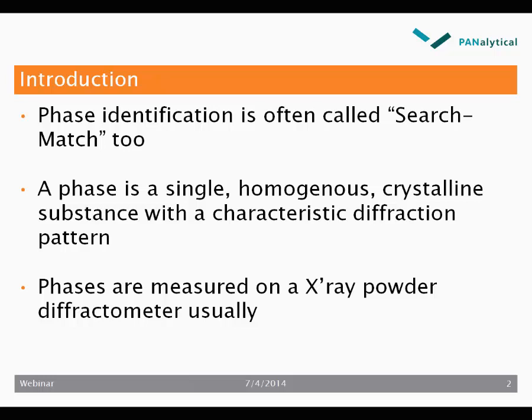This webinar is about qualitative phase identification with the Highscore software. Knowing the phases in your sample is usually the first step of an analysis. Often this process is called search match, as searching and matching are the most important steps during phase identification. A phase here means a single, homogeneous, crystalline substance with a characteristic diffraction pattern, usually measured on an X-ray powder diffractometer.